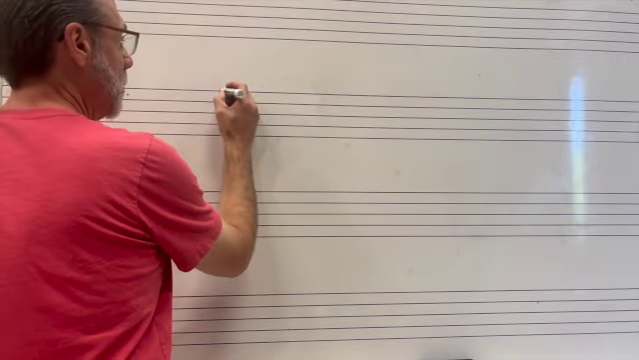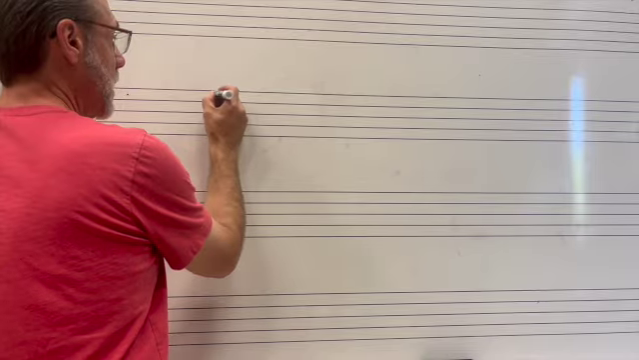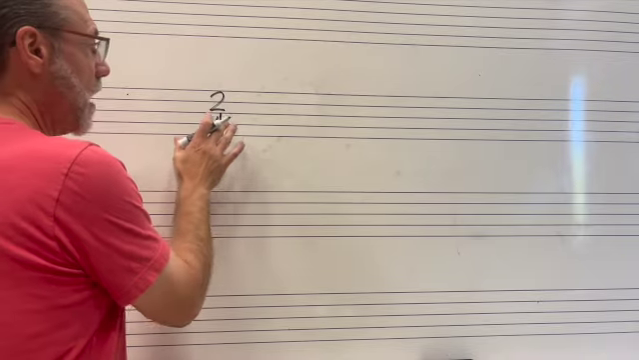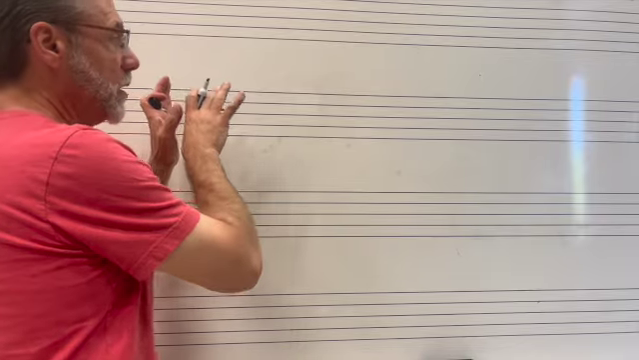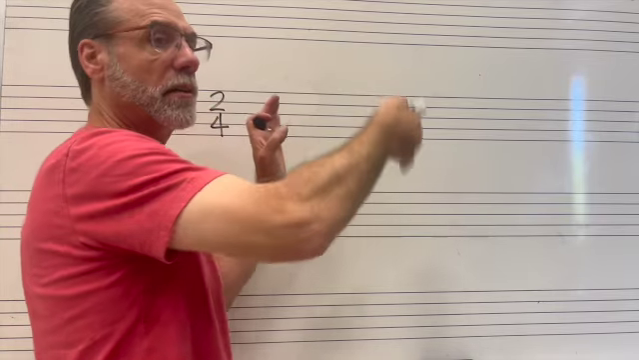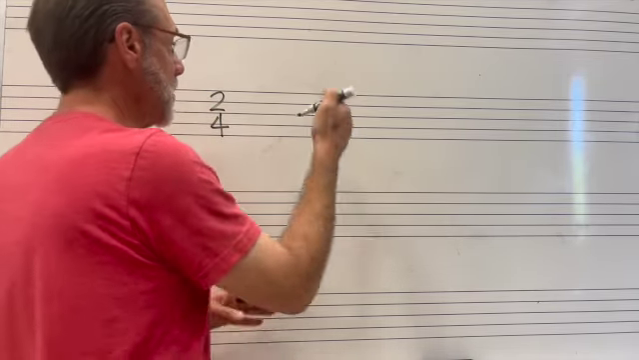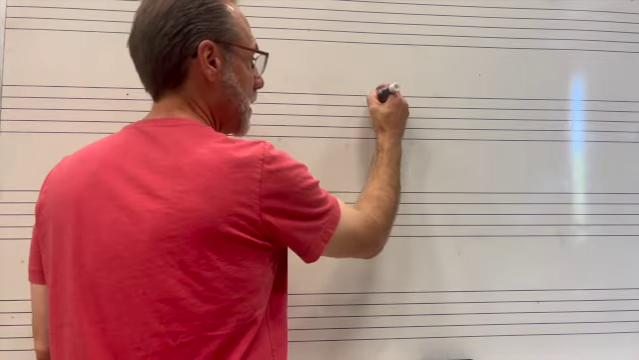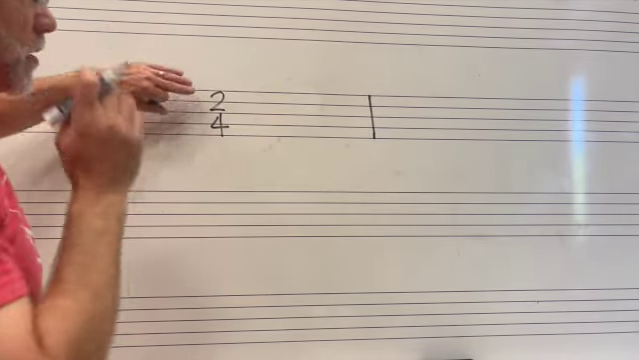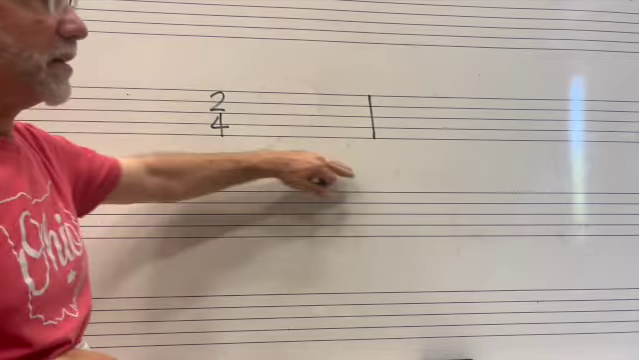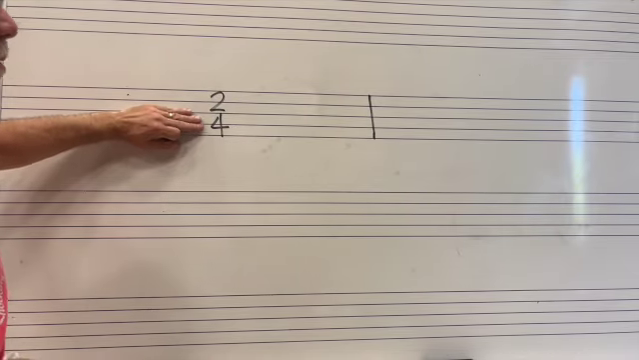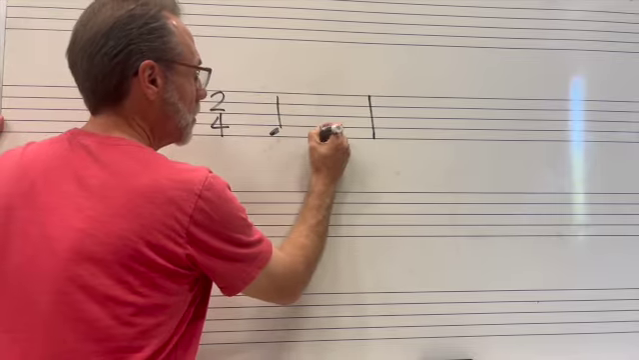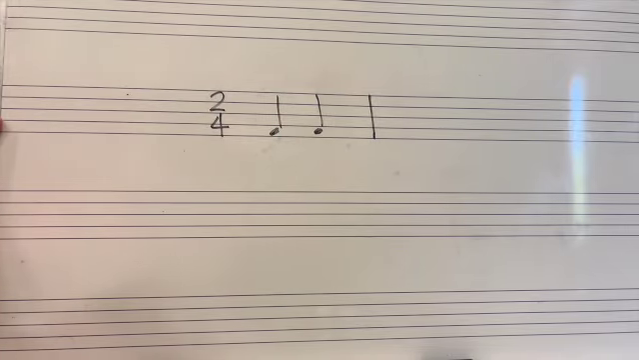A very common one is, like you might see, 2 4, right? Which means that now I'm going to organize this grid with vertical lines, measure lines. So I'm going to have two pulses and then a measure line here. And this tells me that there are two pulses in every measure and that the 4 represents the quarter note, so the quarter note gets each pulse. So one full measure of 2 4 would look like that. Two of those in each measure, okay?